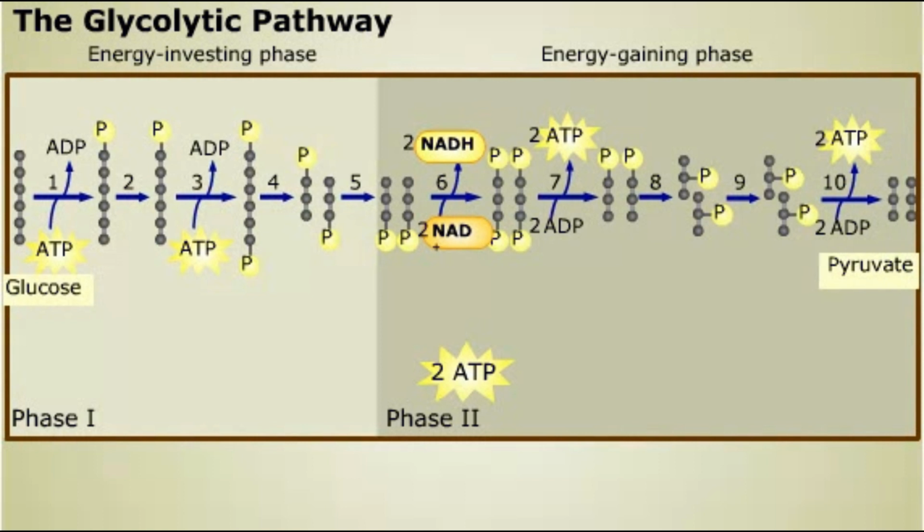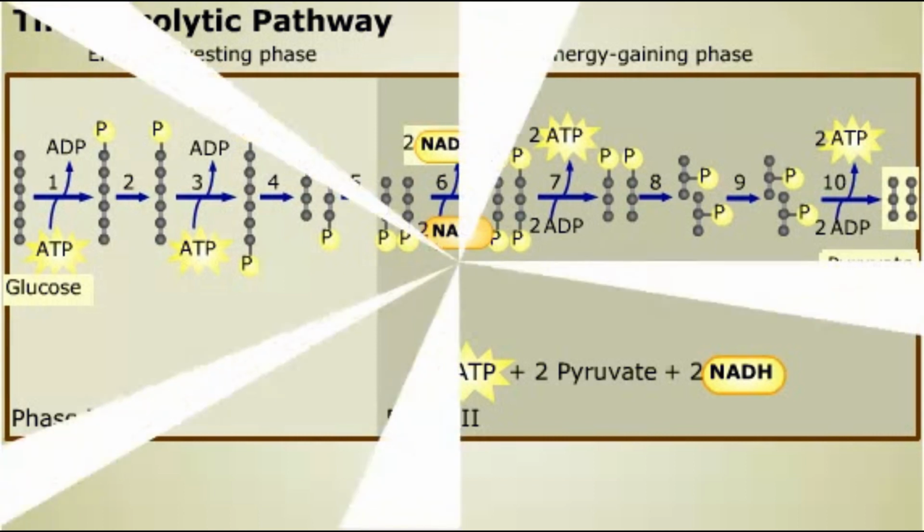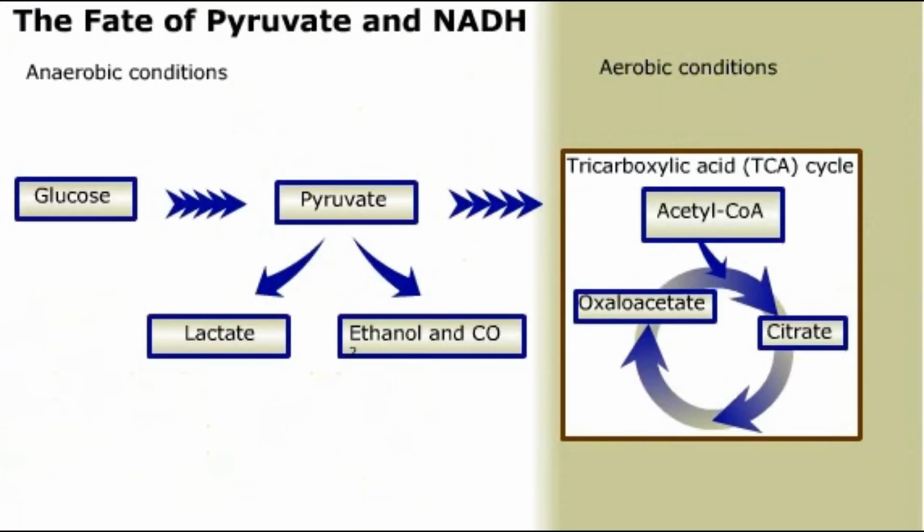In addition to ATP, glycolysis generates 2 molecules of pyruvate and 2 molecules of the reduced coenzyme NADH. Under anaerobic conditions, pyruvate is reduced to lactate or ethanol to regenerate the oxidized form of NAD. When oxygen is present, pyruvate is converted to acetyl-CoA, which enters the TCA cycle. NADH enters the electron transport chain, and more ATP is produced.